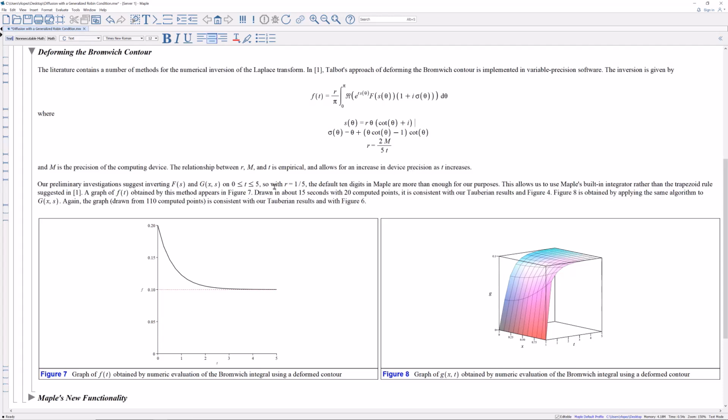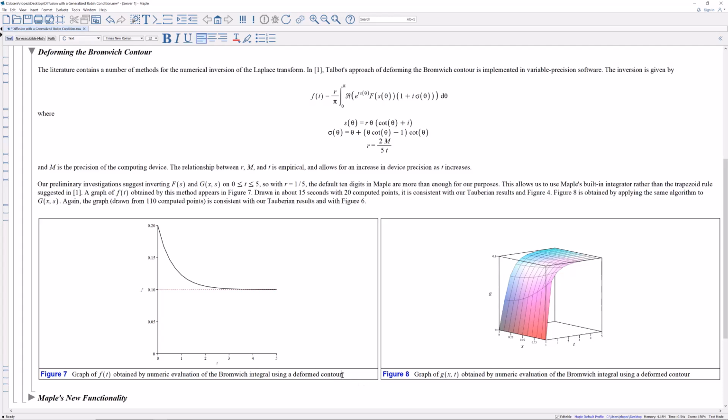So I played around, and I said, okay, I'm going to let t go from 0 to 5. That will give me r equals a fifth. The default 10 digits in Maple turn out to be enough, and it allows us to use Maple's built-in integrator rather than the trapezoid rule that this reference recommends. So I tried this, and I got a graph of t down here, graph of f down here, that looks right. It agrees with previous versions of this graph.